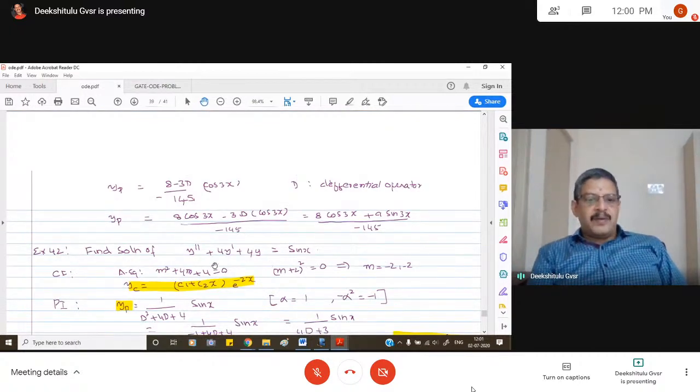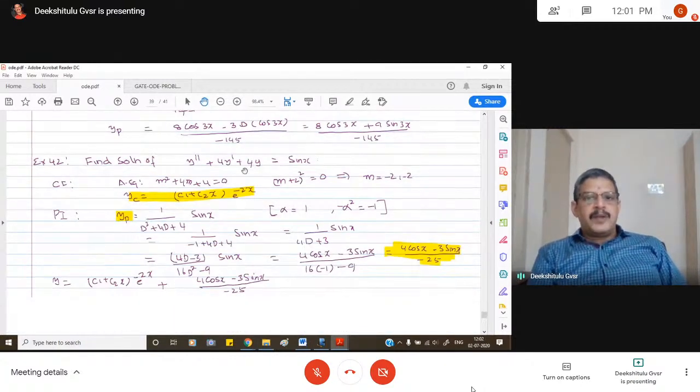Let us see another problem. y double dash plus 4y dash plus 4y is equal to sin x. I want the complete solution of this. The auxiliary equation is m square plus 4m plus 4 is equal to 0. So (m plus 2) whole square is 0, or m is equal to minus 2, repeated roots. When we have repeated roots, we have (c1 plus c2 x) e power minus 2x, that is the complementary function.